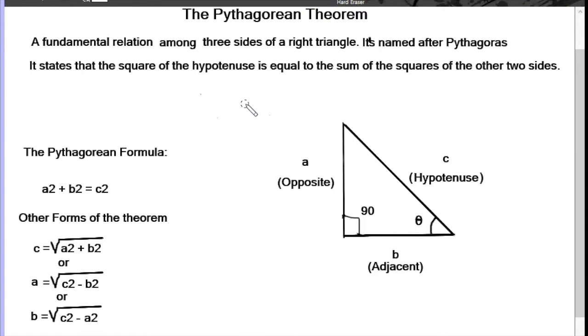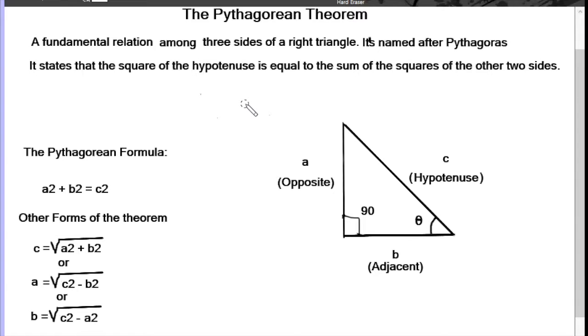So the first step in understanding right triangle trigonometry, and trigonometry as a whole, is understanding the Pythagorean theorem. The Pythagorean theorem is a relationship among the three sides of a right triangle. It's named after Pythagoras, who was an ancient Greek philosopher and mathematician. It states that the square of the hypotenuse is equal to the sum of the squares of the other two sides, which we can call legs.